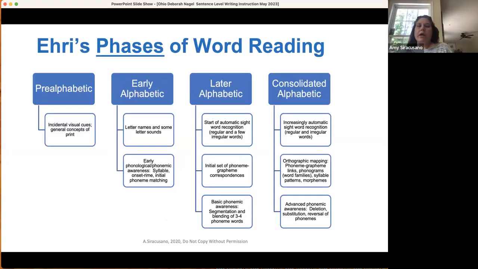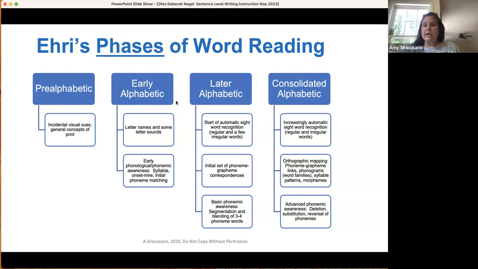Okay. So I want to go back to Ehri's Phases of Word Reading just for you to be thinking about this approach. If we think about using this model in the context of writing, for a pre-alphabetic phase, we might see a child making tick marks or just scribbles on the page, right? You know those kids who take a writing utensil and write like their parents, but it doesn't look like much, right? So that might be at the pre-alphabetic phase.